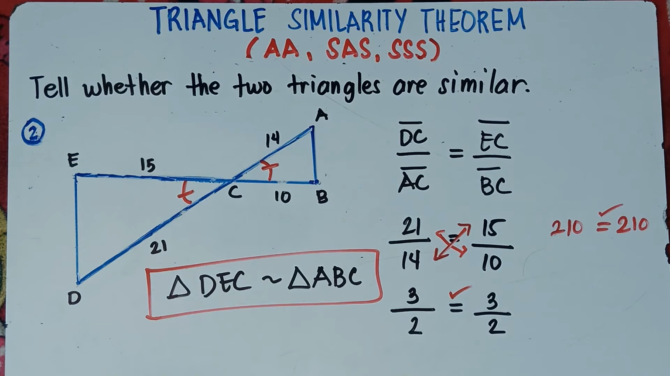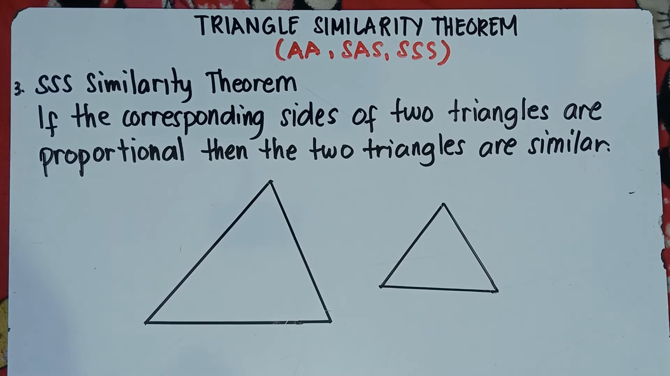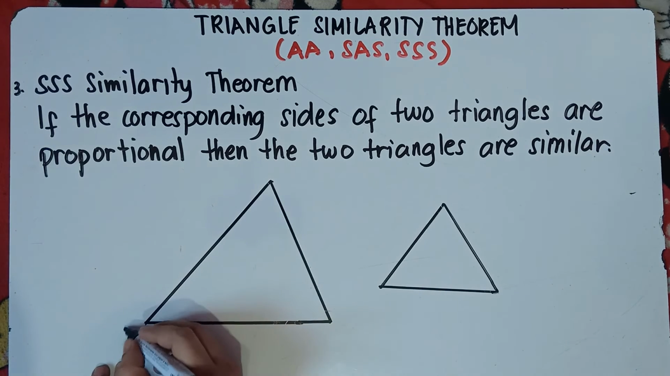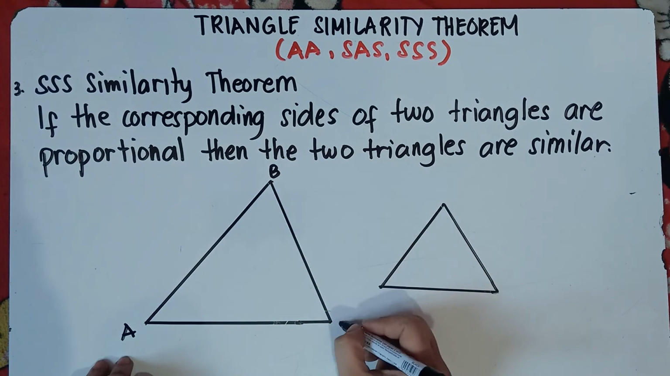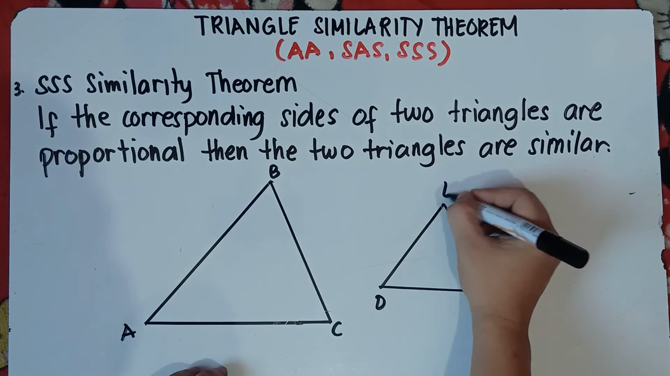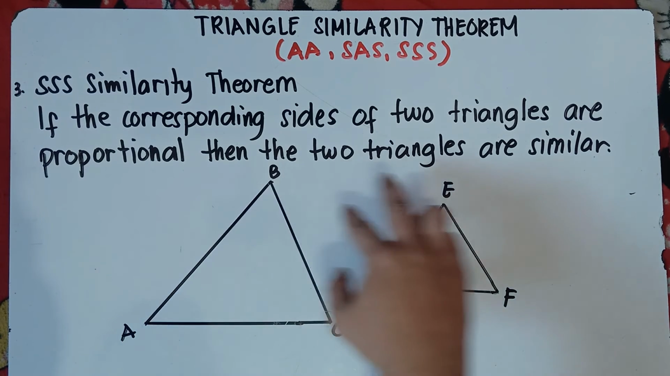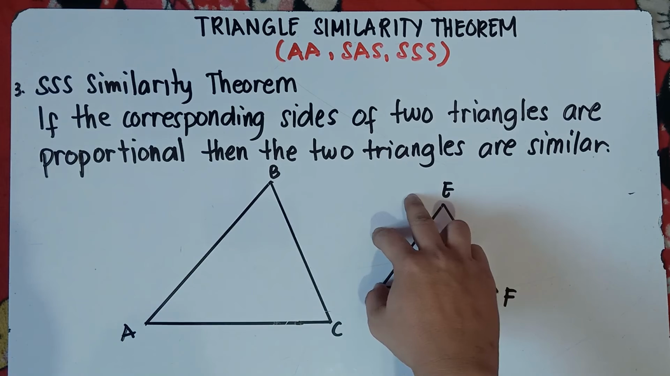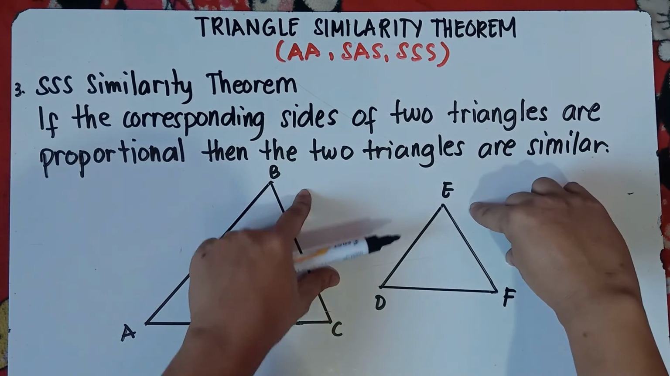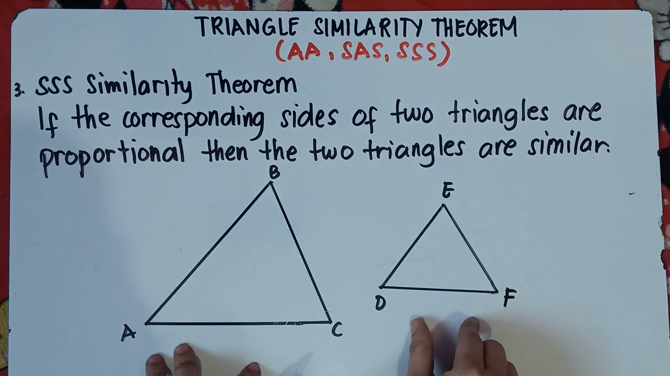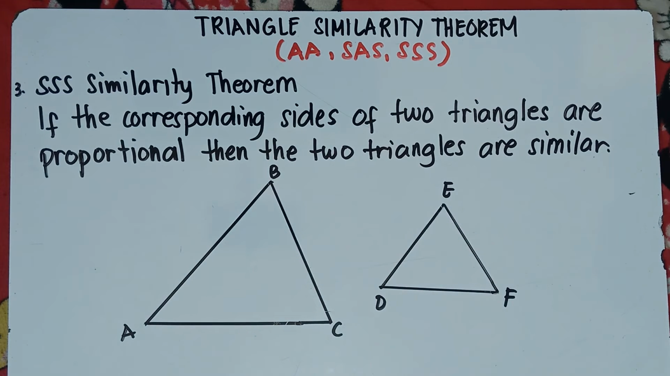So, let's proceed now to the SSS Similarity Theorem. Let's talk about the SSS Similarity Theorem. If the corresponding sides of two triangles are proportional, then the two triangles are similar. So let's label this, the big triangle ABC, and the small triangle, that would be DEF. Now, if the ratio of side AB over DE is equal to the ratio of side BC over EF and side AC over DF, therefore, these two triangles are similar.